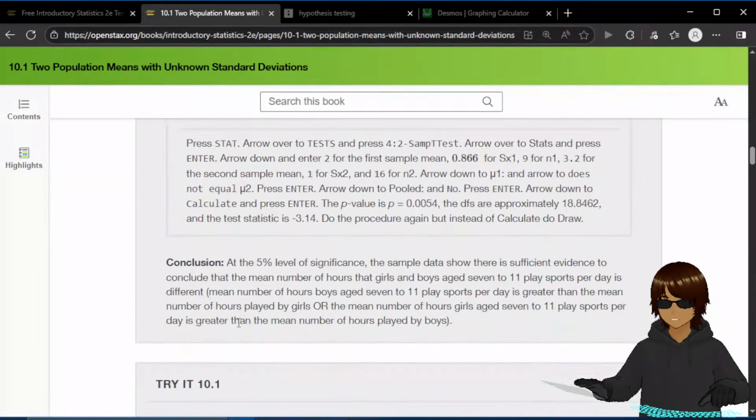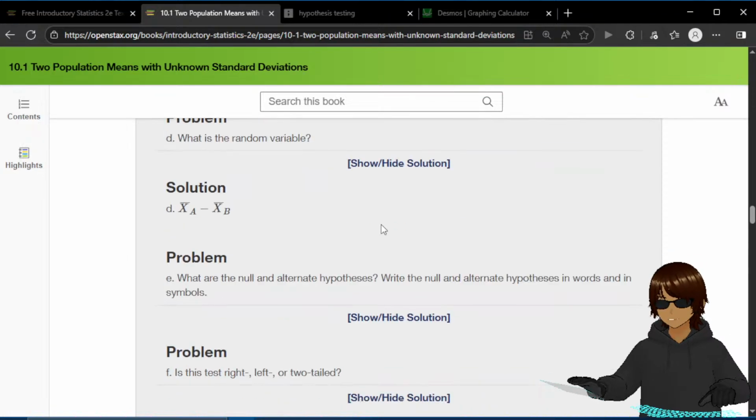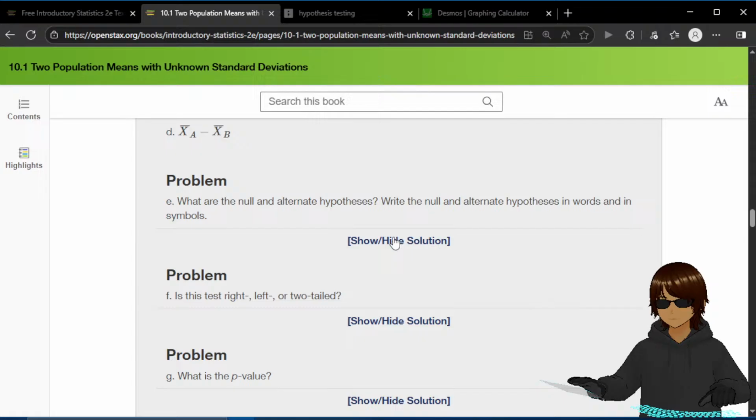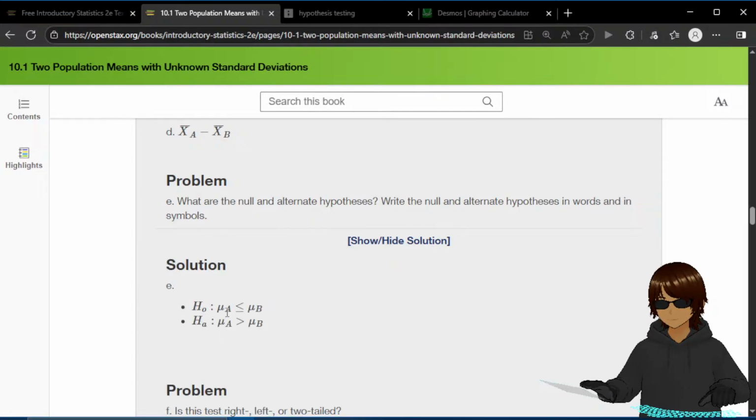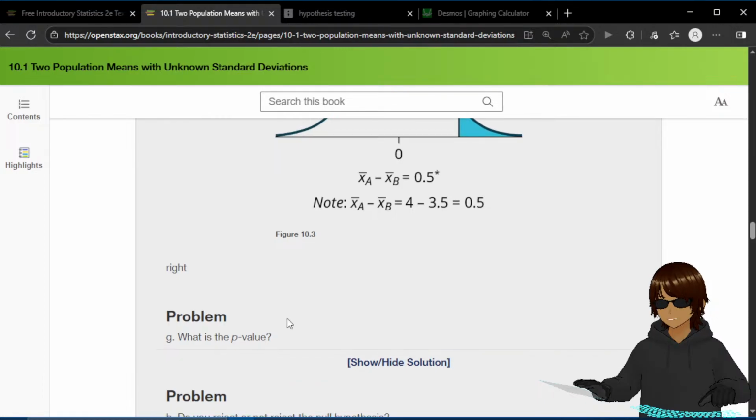The null hypothesis is that A doesn't take more math classes. The alternative hypothesis is that A takes more, the average of A is more than the average of B. Is this test left, right, or two-tailed? It's right-tailed, right? Right. What is the p-value?